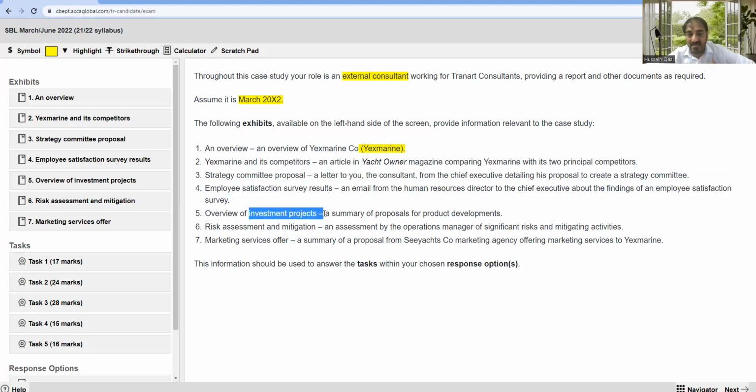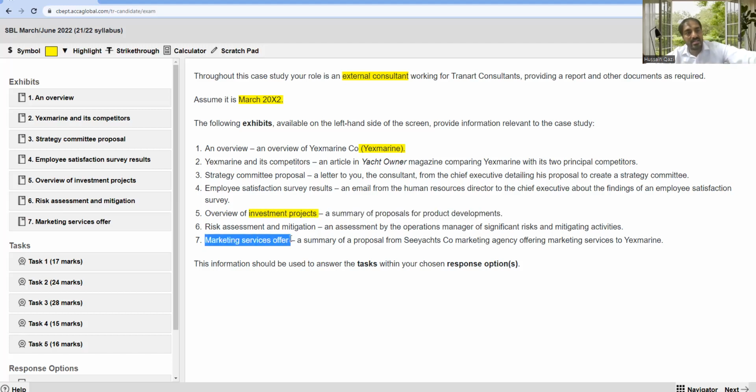Overview of investment appraisal. Summary of proposal for product development. Risk assessment and mitigation, that's the risk part. Assessment by the operations manager of the significant risks and mitigating activities. Marketing services offers: a summary of a proposal from Cat's company marketing agency offering marketing services to X Marine.